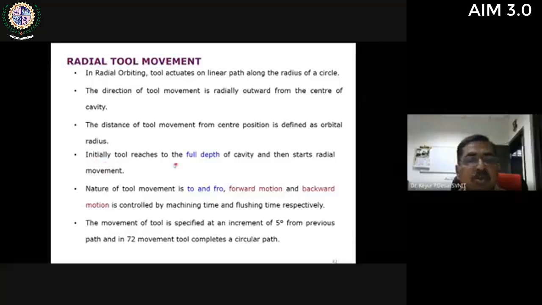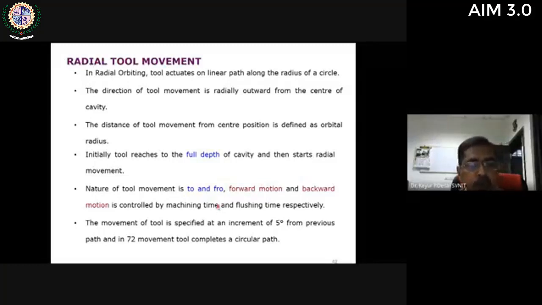Initially, the tool reaches the full depth of the cavity and then starts radial movement. The nature of tool movement is to and fro, meaning that once you machine the cavity, you will not continuously move it in a radial manner, but it will move, come back, move, come back, move, come back. This forward and backward motion is controlled by machining time and flushing time respectively. This to and fro motion is to be controlled using the control unit available with the machine.